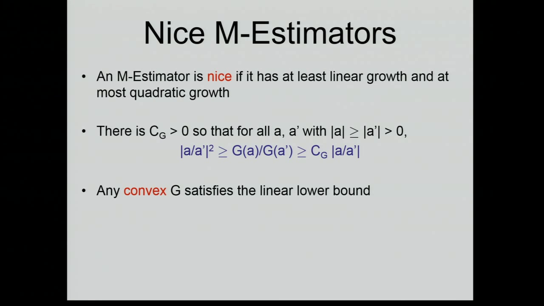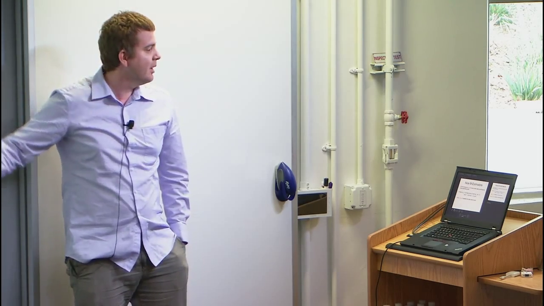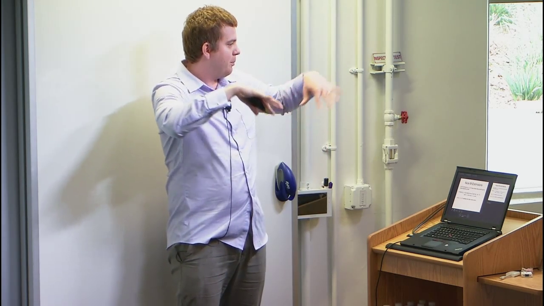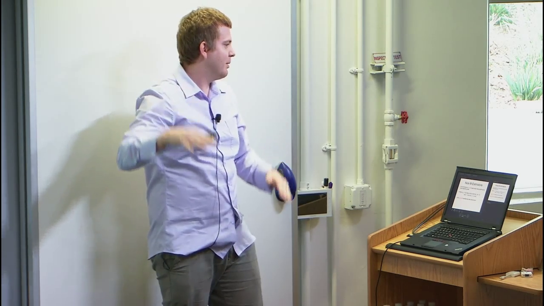You can show a convex function g satisfies this linear lower bound, and this is quite useful. What's the motivation for having at least linear growth? Oftentimes you want to optimize convex functions. Convex functions satisfy this property. We need it for the analysis, so those are the reasons that I have. So this Tukey estimator does not have at least linear growth when you move far enough away, but you can approximate it, as I said, by a line which has a very low positive slope.